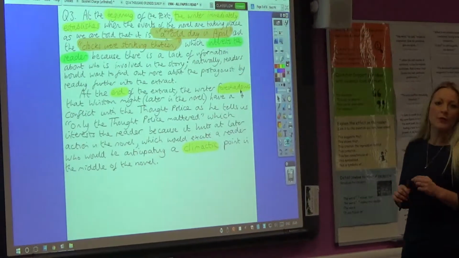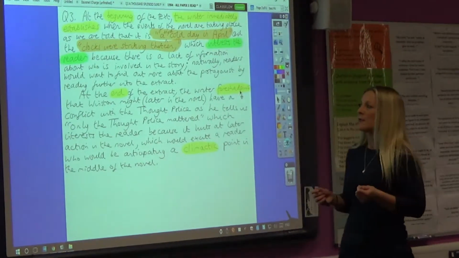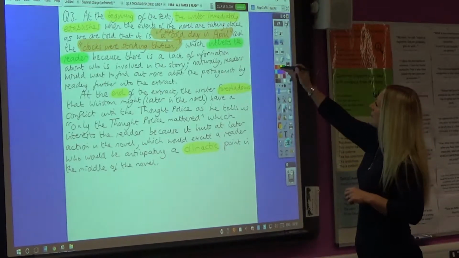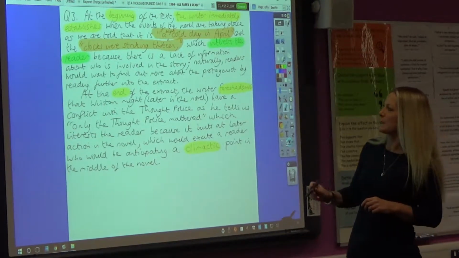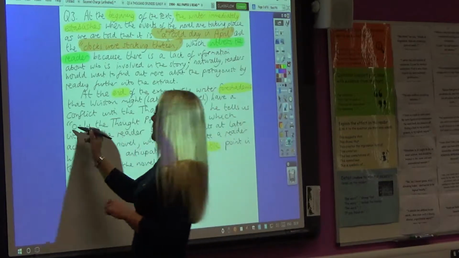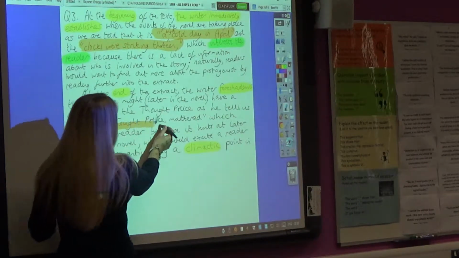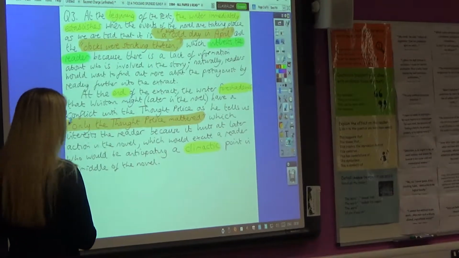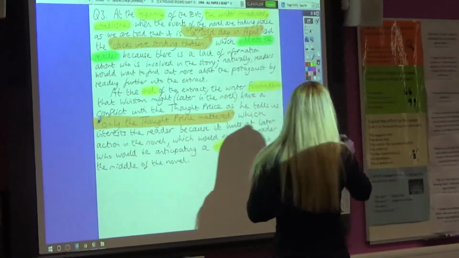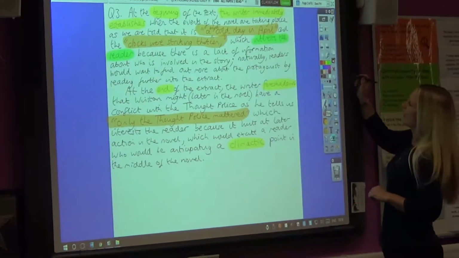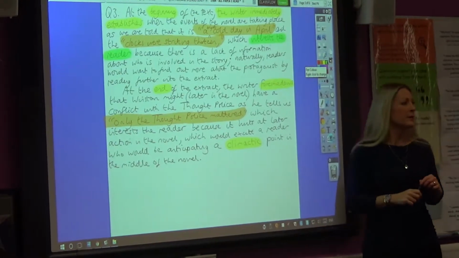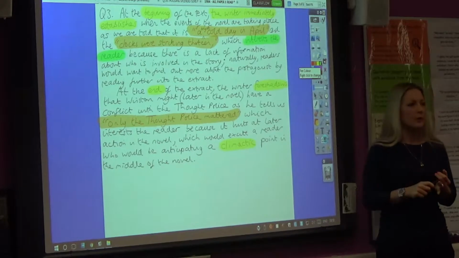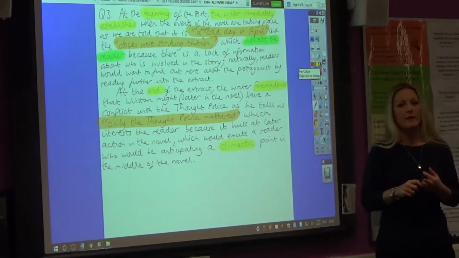If you could just get your other two colours available, so stick to the same colours that you were using yesterday. Let's just highlight where we've got quotations, because obviously we need those for our answer on structure. We've got that there. And then what was the third bullet point that we needed to highlight? Can anybody tell me? We've got structural terminology, we've got quotations, and what was the third thing?